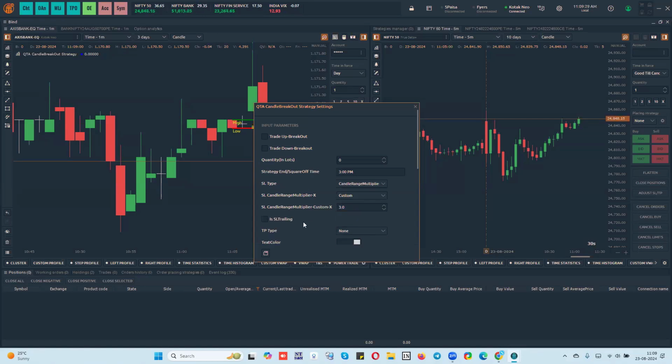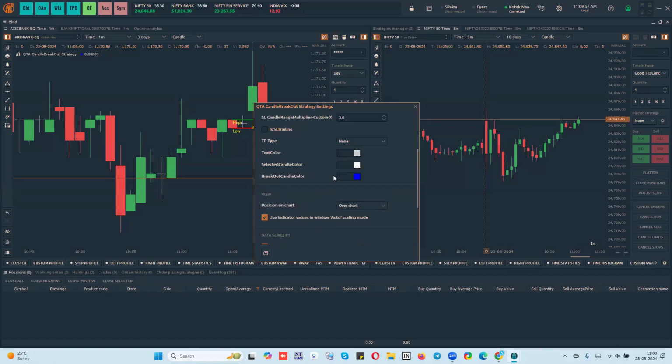Then there's an option given for the trailing stop loss. If you want to trail your stop loss, you can enable this particular functionality. As and when the trade comes in your favor, the stop will trail based on ticks. So the trailing happens on a tick by tick basis. As and when the market comes in your favor, the stop loss will start trailing up or downwards, depending on which side your positions are.